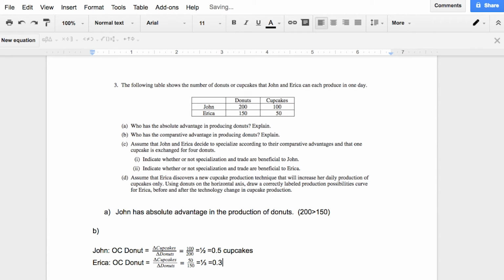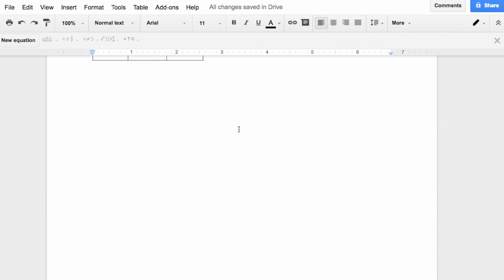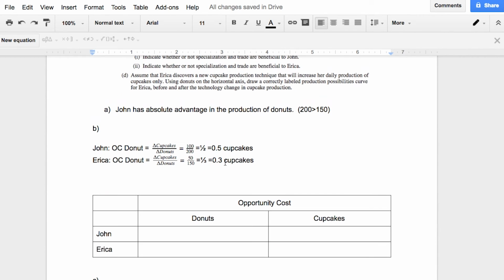Equals 0.3 roughly cupcakes. Right, so comparative advantage, we are looking for lower is better, right? Because we're looking for opportunity cost, and 0.3 is less than 0.5. So Erica has the comparative advantage in the production of donuts. And again, it asks you to answer, so you should talk about opportunity cost for each party, but we're going to keep it short. 0.3 is less than 0.5.